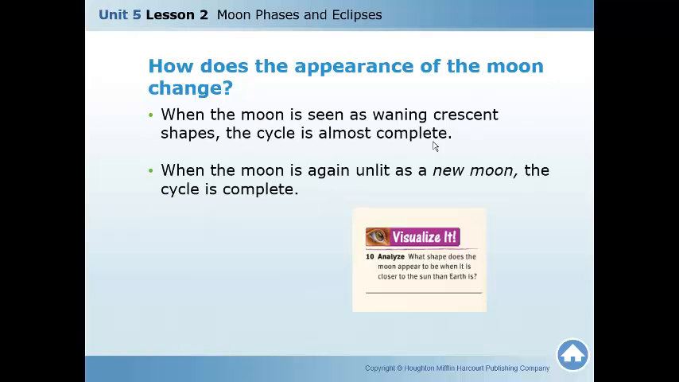When the moon is seen as a waning crescent shape, the cycle is almost complete. When the moon is unlit, it's called a new moon, and the cycle is complete. Do page 259, number 10, visualize it. Analyze: what shape does the moon appear to be when it's closer to the sun than Earth is?